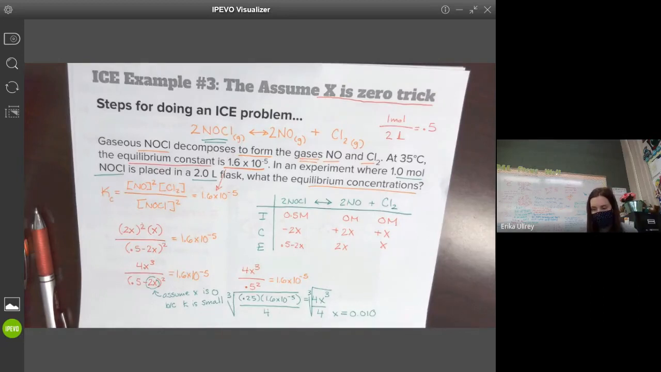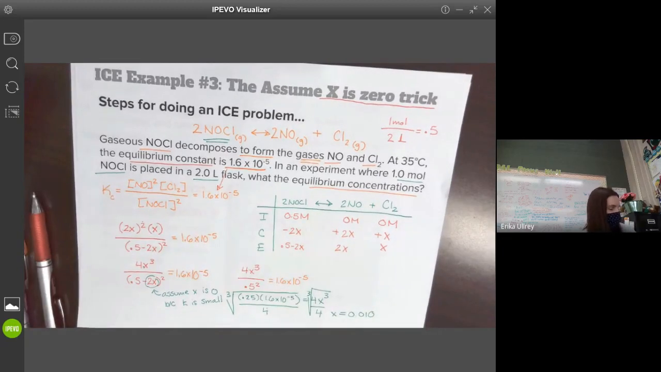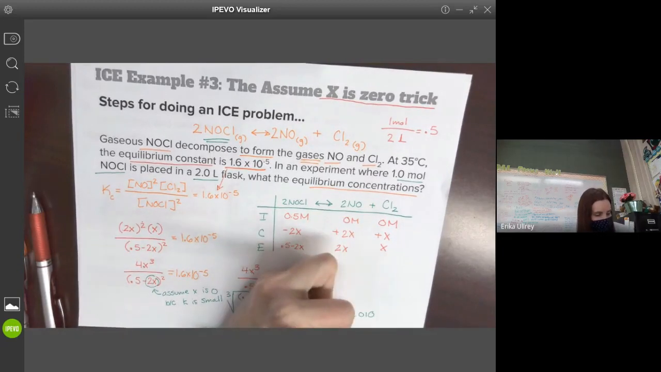Okay, no worries. So once we do that, we now have our x value, which is pretty darn small, 0.010. And so what is the step that we go from here? Because it says, what are the equilibrium concentrations? So now we have the change, right? What x means is change. Like, how much did everything change by?